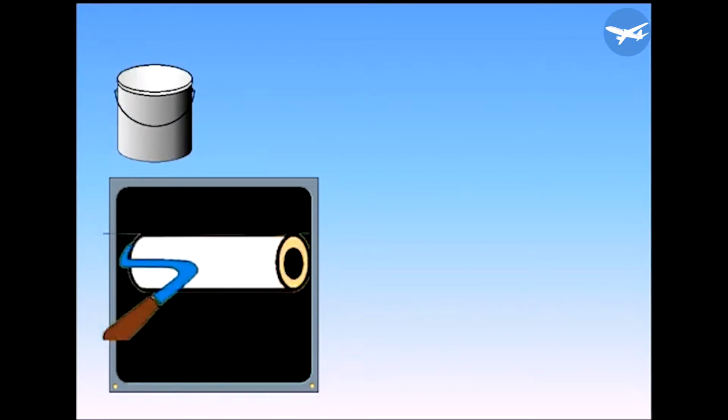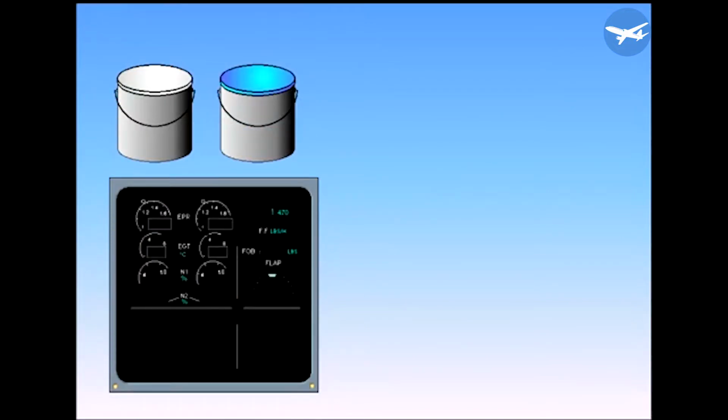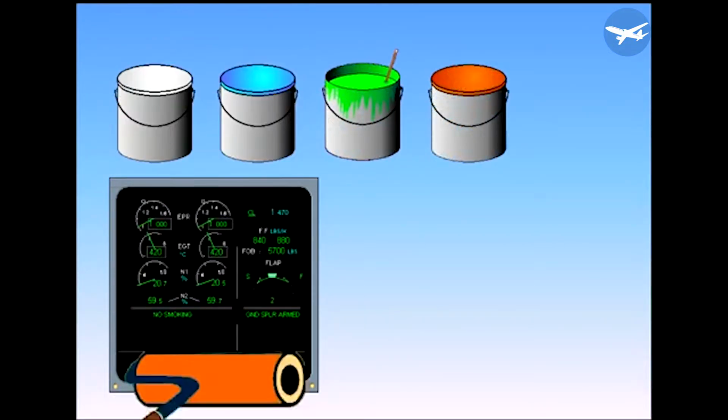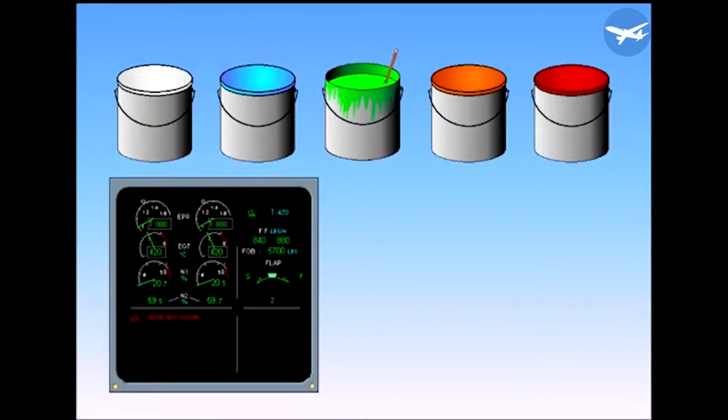Color coding is used on the Ecam screens for clarity and to aid identification of abnormal parameters. The main colors used are white, blue, green, amber, red. During the course, you will become familiar with the use of this color coding. Let's start with the last three, green, amber, and red, which are the most important.